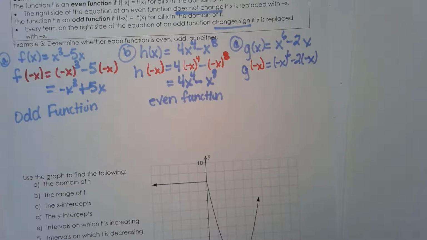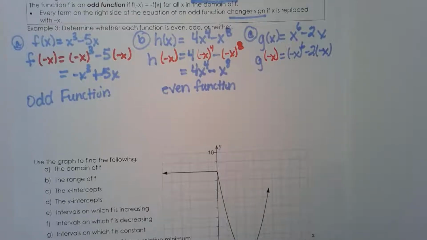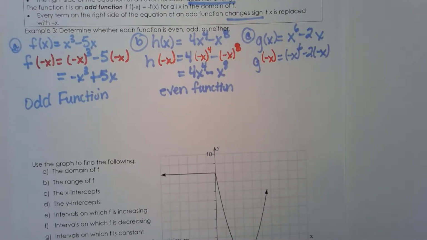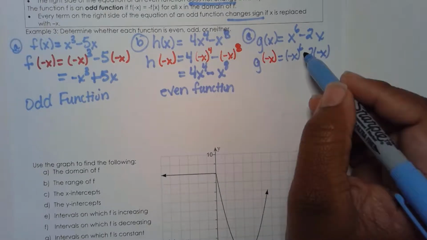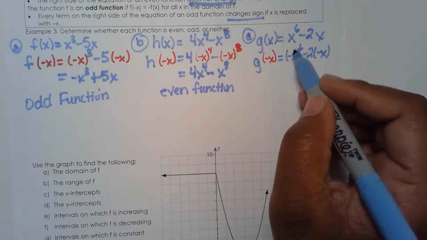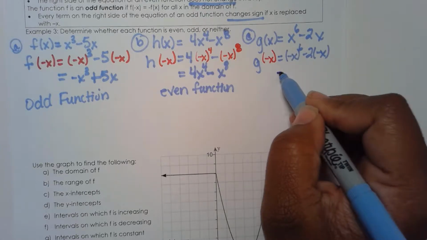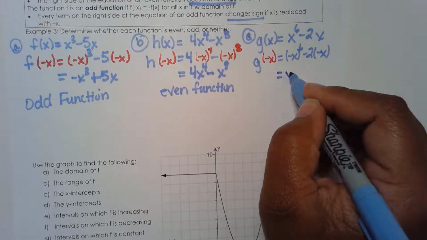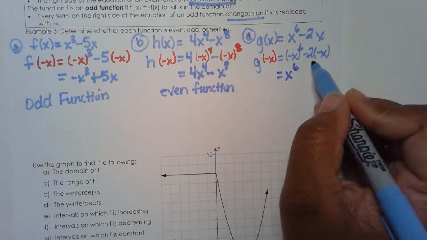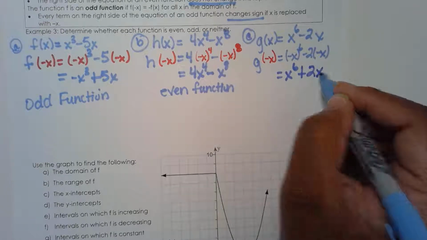Remember when we talk about odd and even powers: whenever you have a base that's a negative number and it's raised to an odd or even power, if the power is even, then our answer is going to be positive. If our power is odd, our answer will be negative. Here we have the quantity of negative x to the sixth power. Our base is negative, but it's raised to an even power, so this is going to give us positive x to the sixth power. And then we have negative 2 times negative x. That gives us positive 2x.